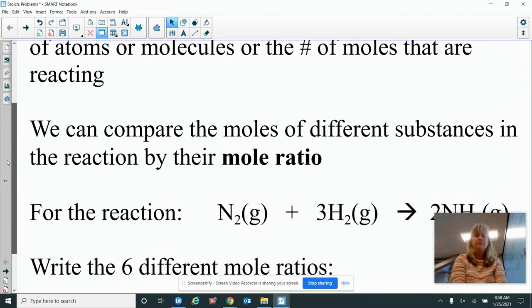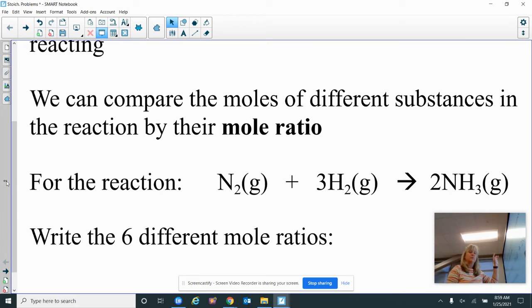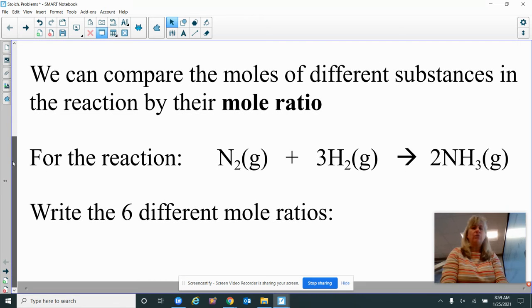So in this equation of N2 plus 3H2 goes to 2NH3, we could look at that as one molecule of N2 reacting with 3 molecules of H2 to make 2 molecules of NH3, but we're never going to really be reacting only 1 molecule and 3 molecules. So more commonly, we think of those as mole amounts, mole ratios. 1 mole of N2 can react with 3 moles of H2 to give us 2 moles of NH3. Okay, so those are our mole amounts, and they are crucial to any stoichiometry problem.